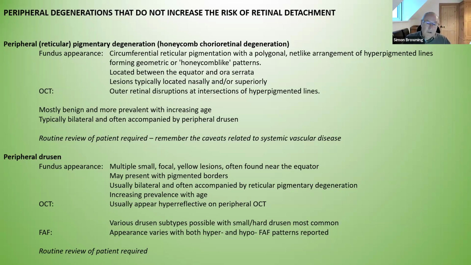You've got hard drusen, you've got soft drusen, and these are the two subtypes. And on fluorescence, they will be either hyper or hypofluorescent, just to make your life difficult. But as I've said in the past, the crystalloid ones tend to be hypofluorescent, whereas the lipoidal ones will be hyperfluorescent.